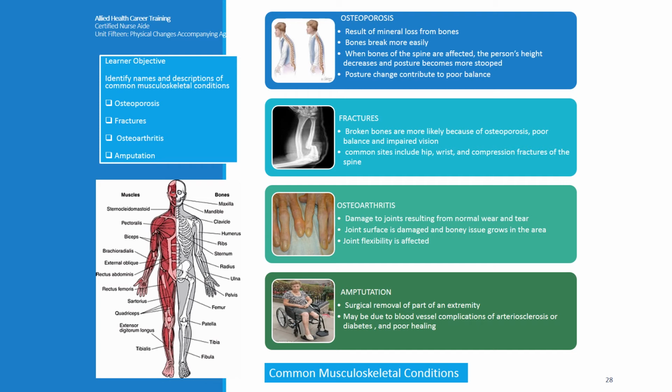One of the other things that goes along with our musculoskeletal conditions is amputation. So this is surgical removal of part or all of an extremity. This may be due to blood vessel complications of arteriosclerosis, diabetes, poor healing, or it can be due to infection. So if you get a wound and it's not treated properly, or if it is treated properly but you still have a resulting infection, eventually that infection might get into your bones. And if that infection in your bones is not treated properly or can't be treated properly, then you may have to have an amputation as a result.